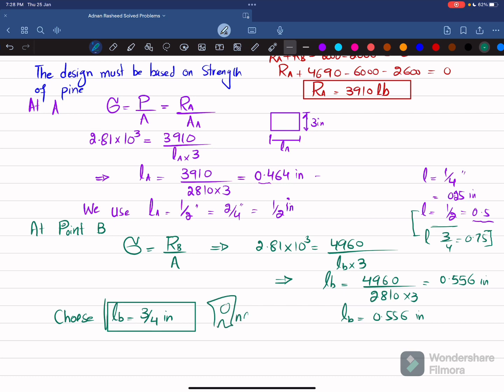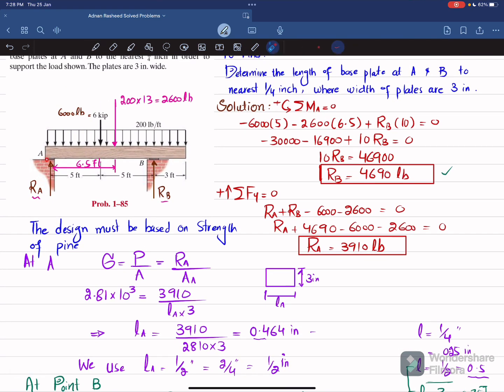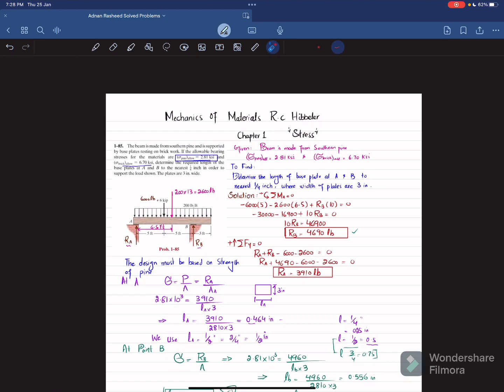Which is the answer of this question. So the length of this base plate should be half inch, clear, and the length of this base plate should be 3 or 4 inch. And that was all about this problem 1-85.